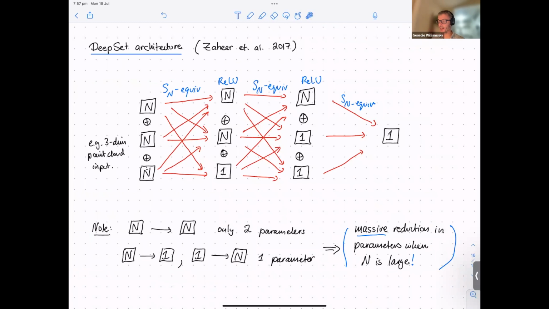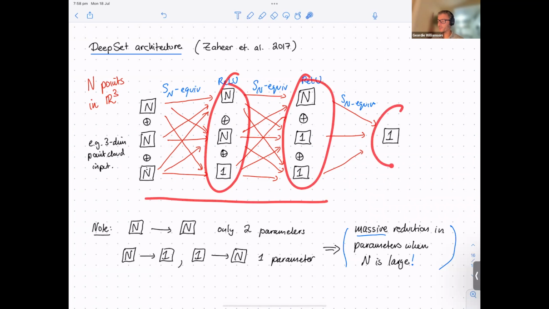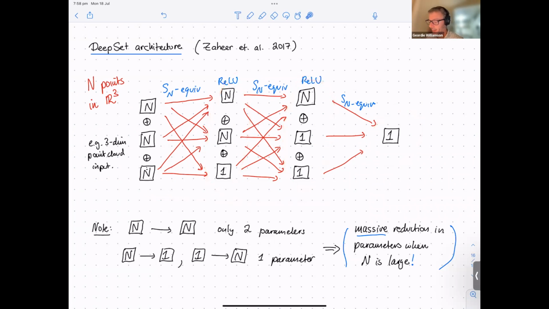And similarly, you can work out this. And this is the deep set architecture, of Zaheer et al. So here would be my input. This would be an example of a 3-dimensional point cloud input. So I'd have n points in R3. And then I choose a few units, and then I know exactly what I can put on these edges thanks to the formulas that I gave on the previous slide. And again, we get this massive reduction in the number of parameters.